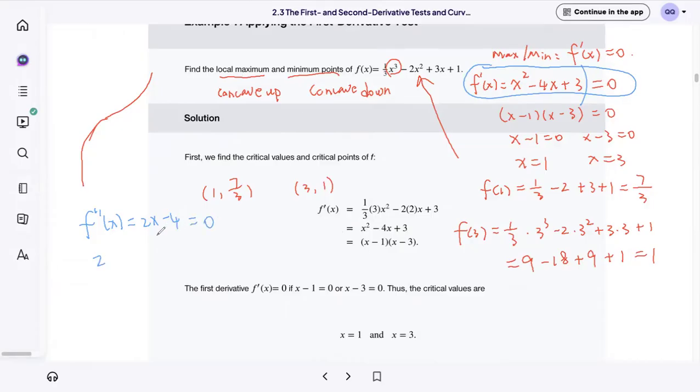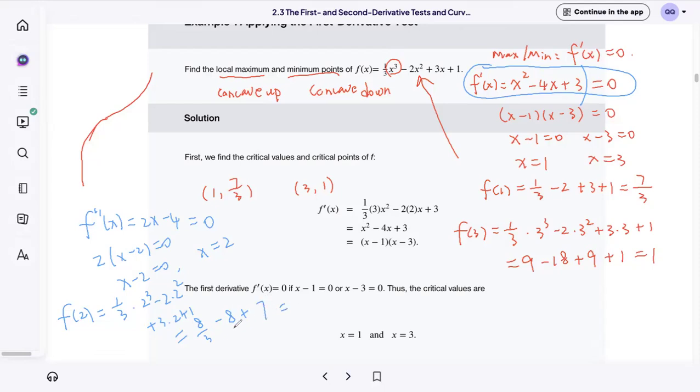So we divide by 2 on both sides. So there's a 2 times x minus 2 equals 0. We divide by 2, we get x minus 2 equals 0. So x equals 2. Then we evaluate f of 2. That's 1 third times 2 raised to 3 minus 2 times 2 squared plus 3 times 2 plus 1. I just plug back into the function. So 2 raised to 3, that's 8, so that's 8 divided by 3. Then minus 2 times 2 squared, 4 times negative 2, negative 8. Then plus 6 plus 1, that's plus 7.